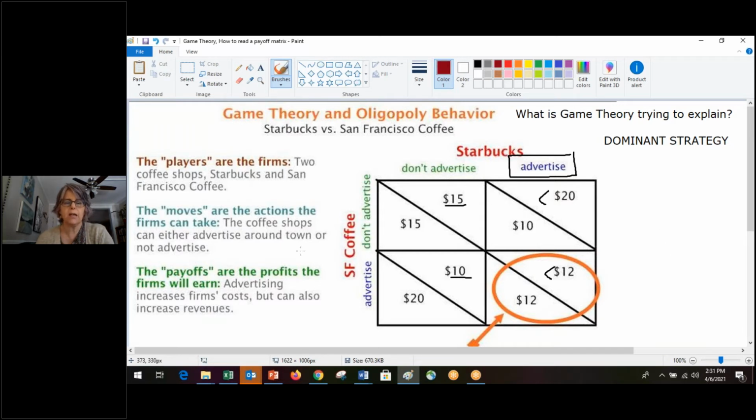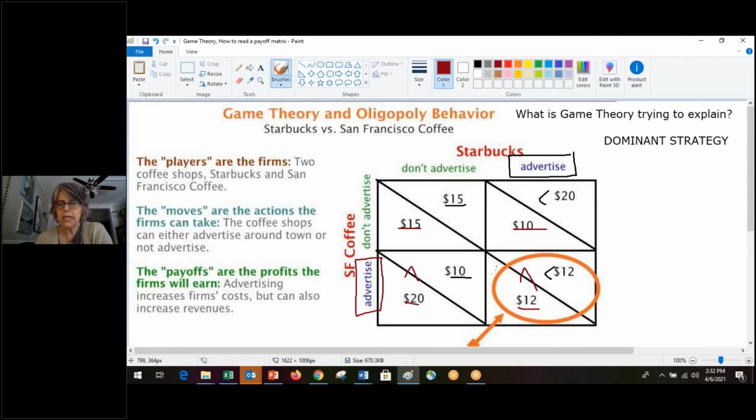Now let's look at SF Coffee. If they don't advertise, they could be 15 or 10. Those are the two possible outcomes. If they do advertise, they could be 20 or 12. Because 20 is greater than 15 and 12 is greater than 10, they also have a dominant strategy. So if both parties have a dominant strategy, they're going to have a Nash equilibrium. A Nash equilibrium is they're going to pursue this strategy no matter what, and the outcome is stable. Once you get there, you will not have any tendency to move from there.